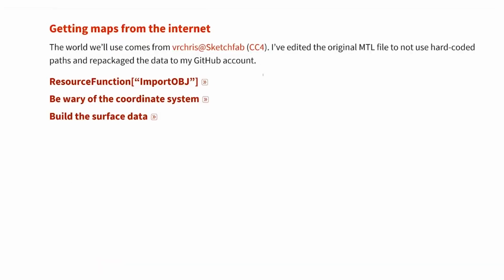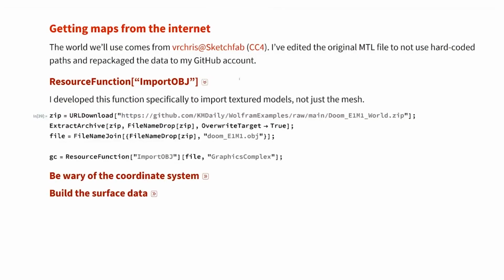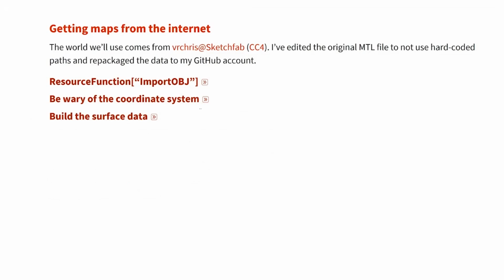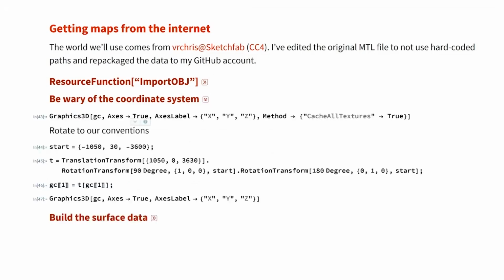So another thing that I developed that makes this easier, I have a resource function that lets me grab geometry from elsewhere on the internet. And so here's a map of the first Doom level. And this comes from VR Chris at Sketchfab.